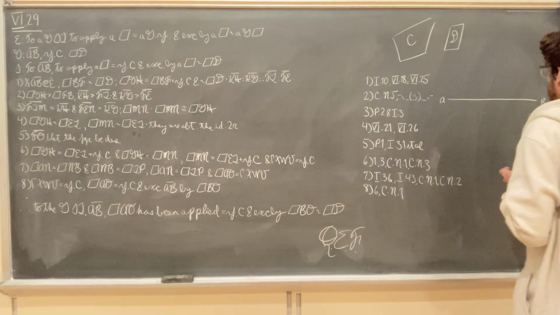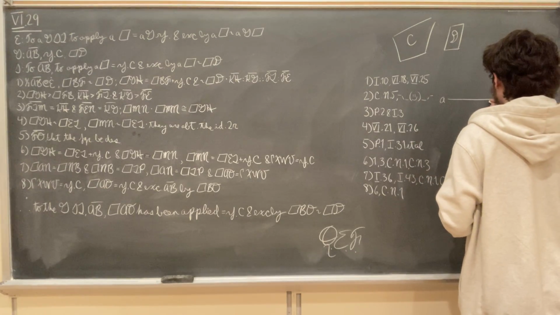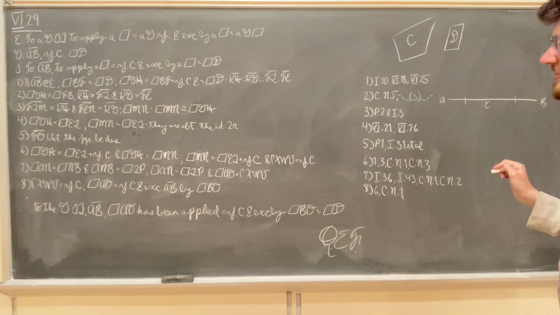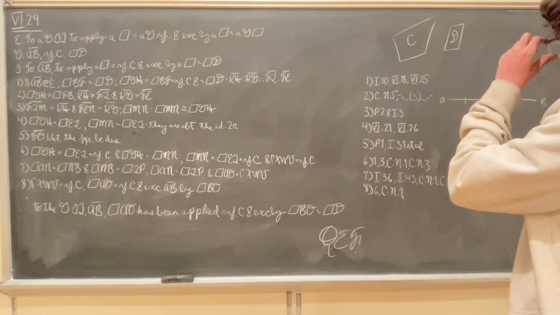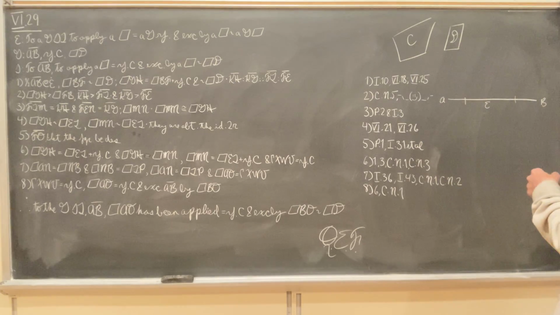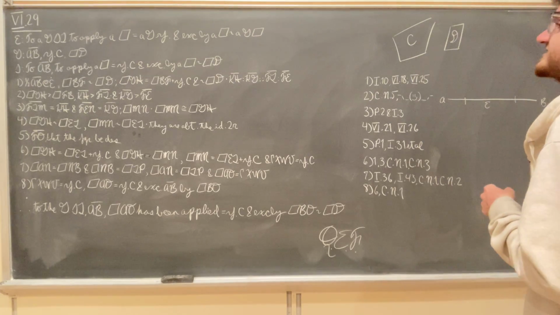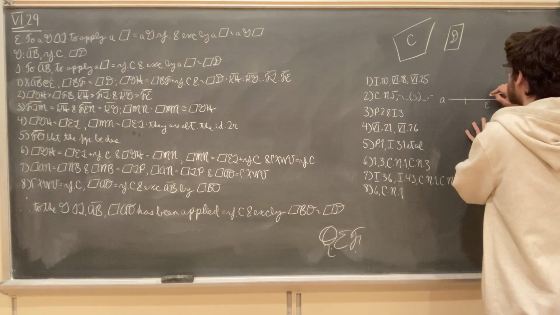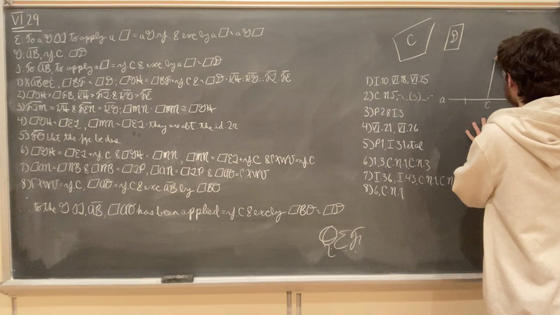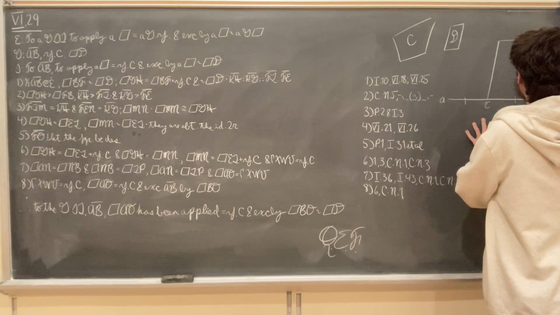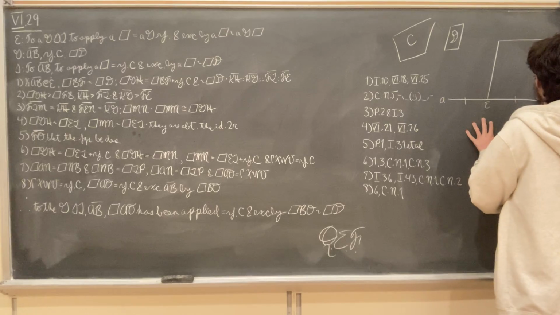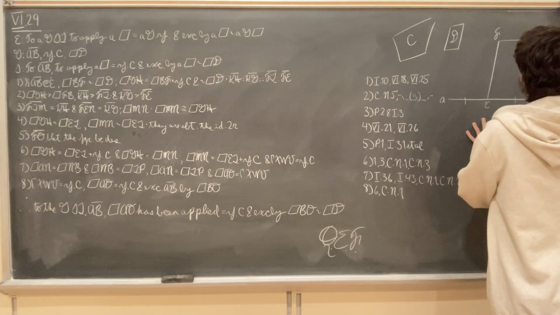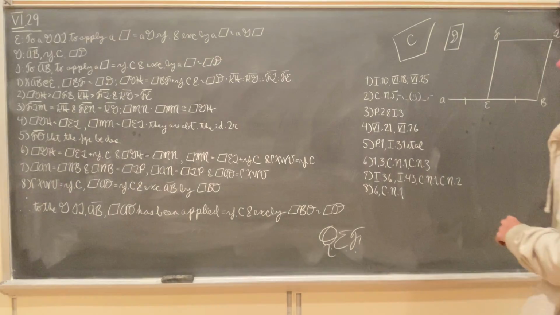We're going to begin by bisecting the straight line AB at E, so that AE is equal to EB. We do that by proposition 1.10. Next, we're going to make the parallelogram BEFL similar to the parallelogram D. We do this by proposition 6.18. Like this. So this is going to be BEFL, like that.